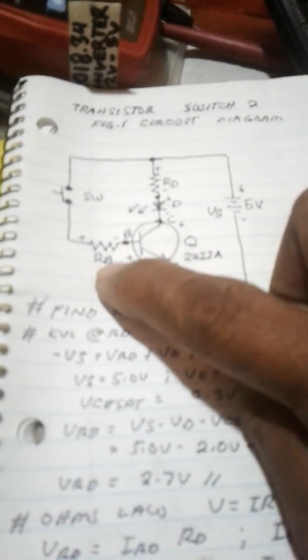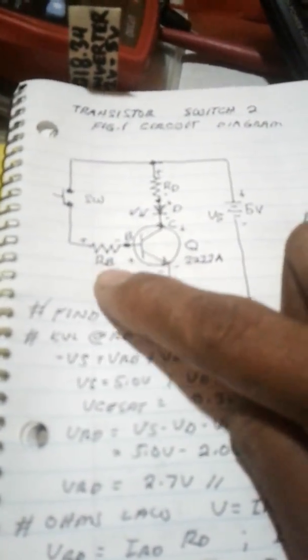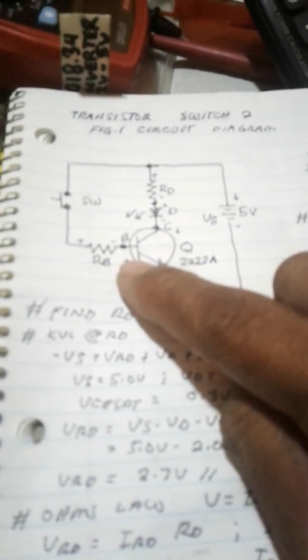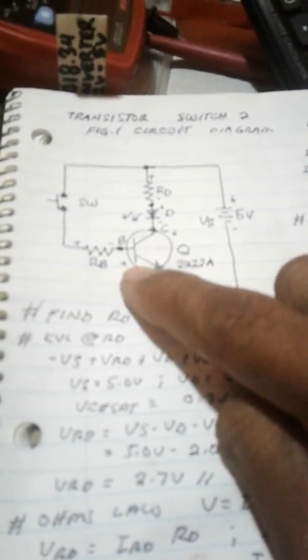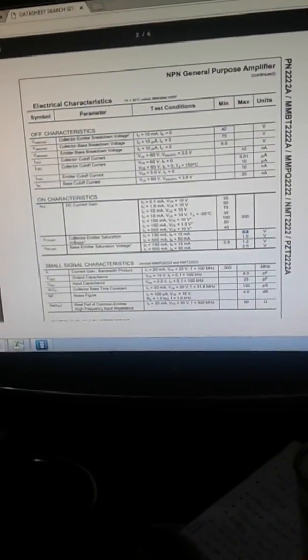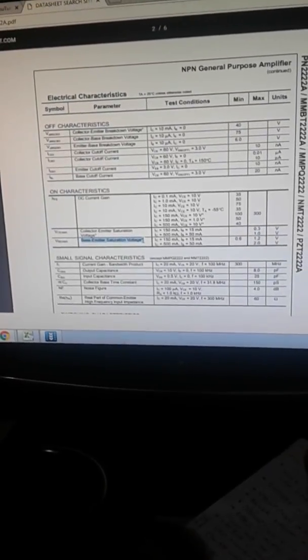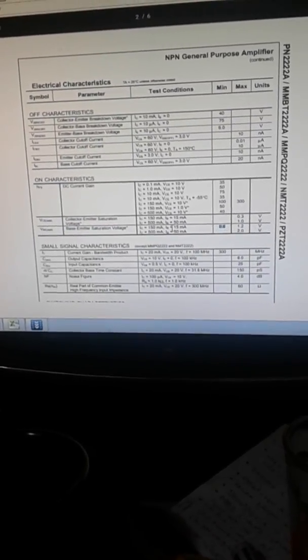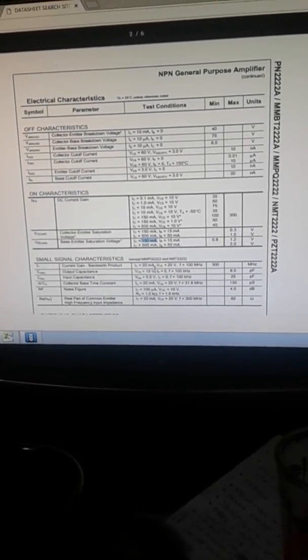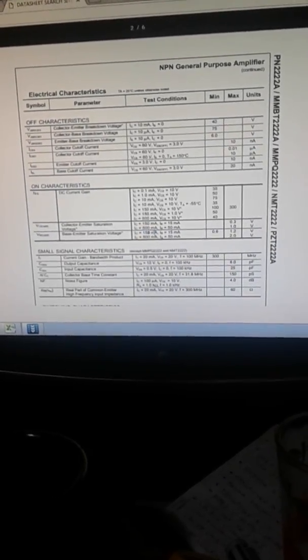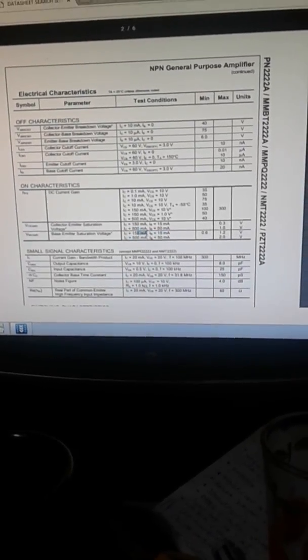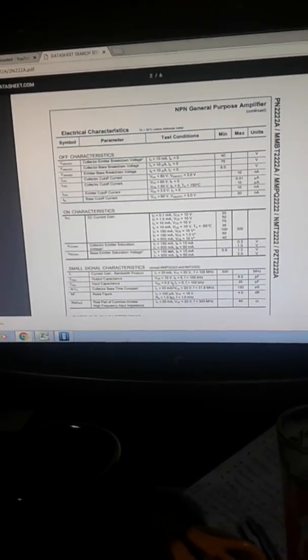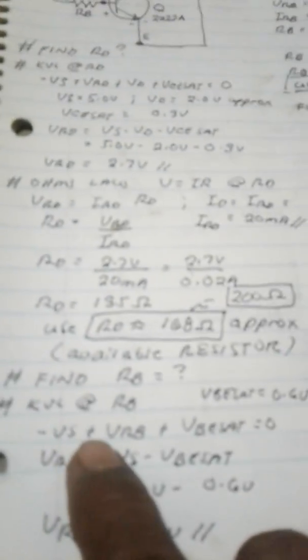Here, plus VRB, the voltage across the resistor base, and the voltage across the transistor base-emitter in saturation is in the table. The loop here: base-emitter voltage in saturation is 0.6 volts. If IC is 150 milliamperes, it's okay, we're operating here at 150 milliamperes, because we need 25 milliamperes to saturate this transistor. So we now have this one.